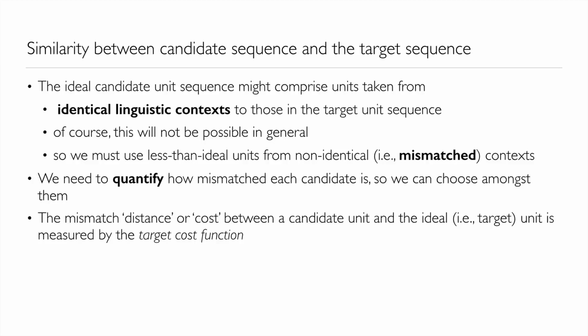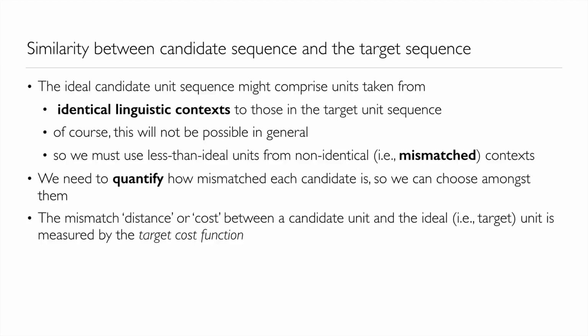If we could find candidates from identical linguistic contexts to those in the target unit sequence, we'd effectively be pulling out the entire target sentence from the database. Now that's not possible in general, because there's an infinite number of sentences that our system will have to synthesize. So we're not in general going to find exactly matched candidate units measured in terms of their linguistic context. We're going to have to use candidate units from mismatched or non-identical linguistic contexts.